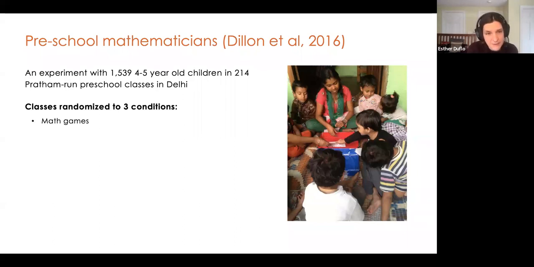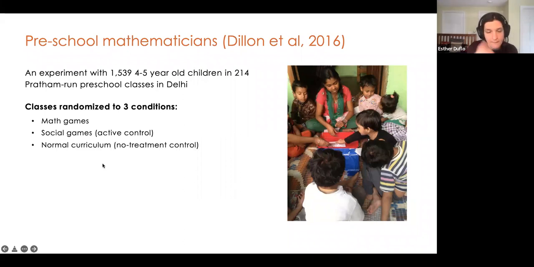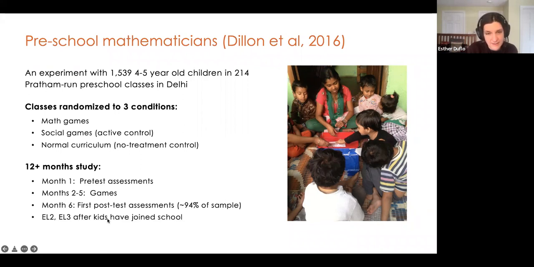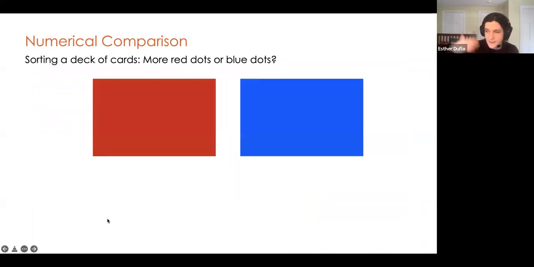The classes were randomized to three conditions. In one condition, they played math games. In another was an active control that was social games. In the third, nothing in particular was done. The study took 12 months. First, we did a pretest assessment, and we had a curriculum of 3 months of playing progressive math games. Then at the end, there was a first post-test assessment. After that, in the next years, we continued following the kids, and in fact we are just completing an analysis of what happened to them several years later.